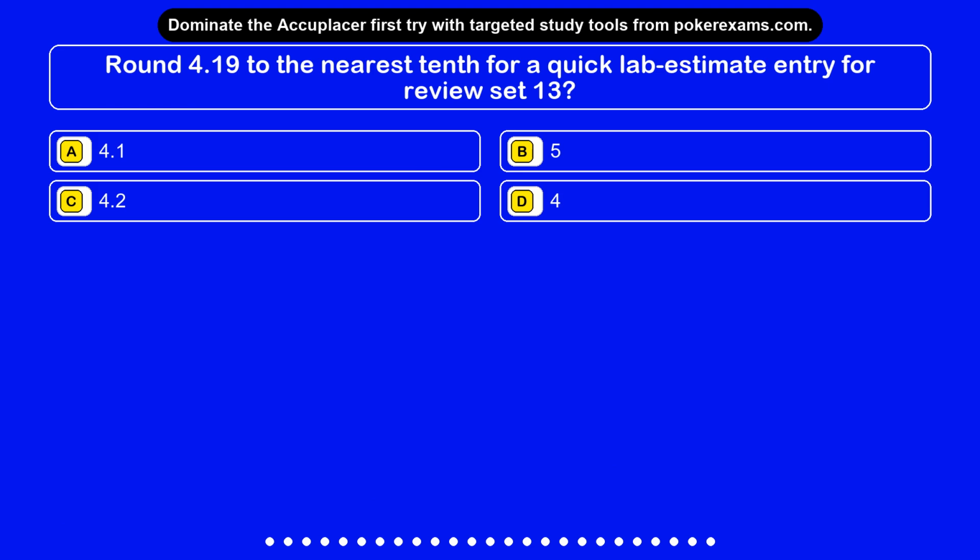Question 3. Round 4.19 to the nearest tenth for a quick lab estimate entry for review set 13. Option A, 4.1. Option B, 5. Option C, 4.2. Option D, 4.